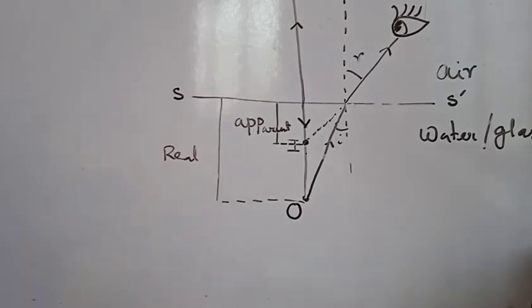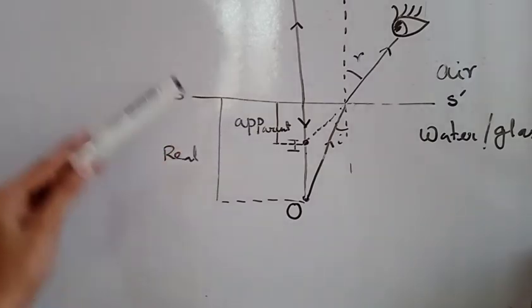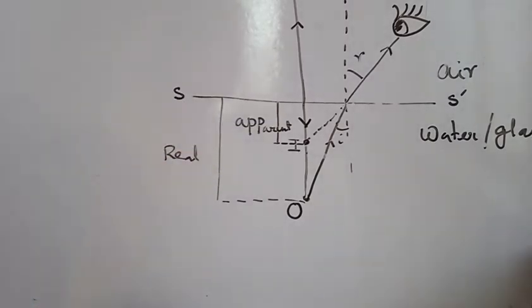This happens due to the refraction of light. Because of the change of medium, there is also a change in refractive index, and that also causes a change in velocity, and that's why the ray of light changes direction. Now we want to find the relation between the apparent depth and the real depth here.